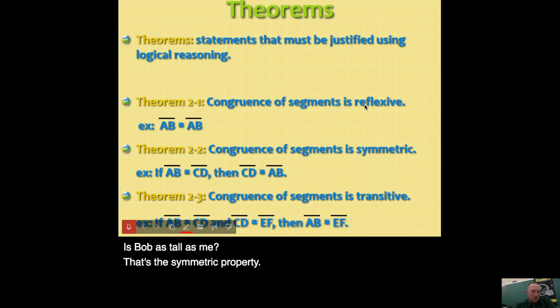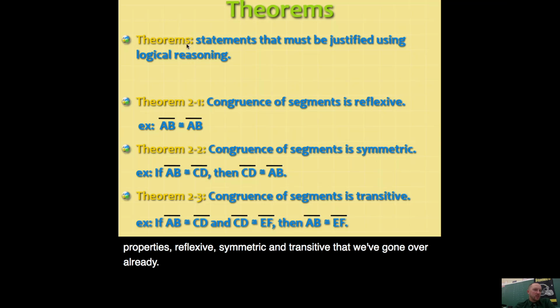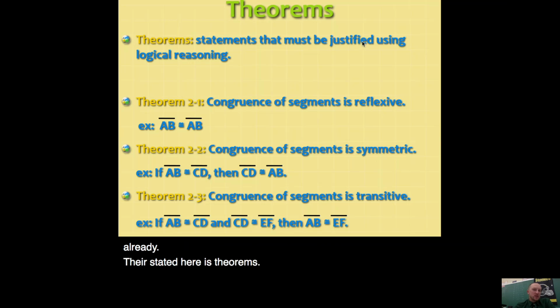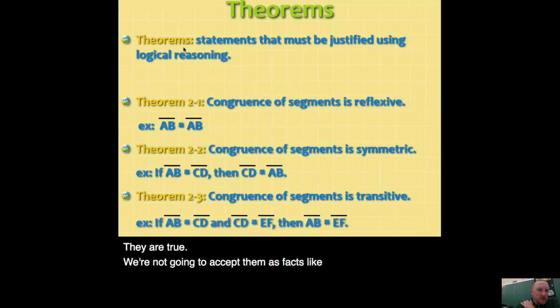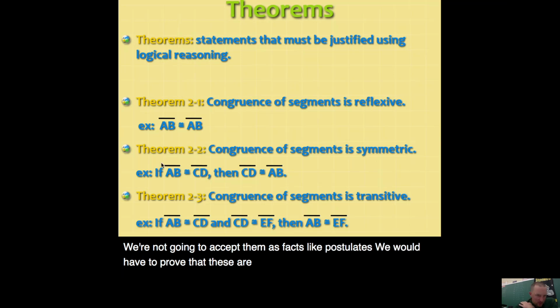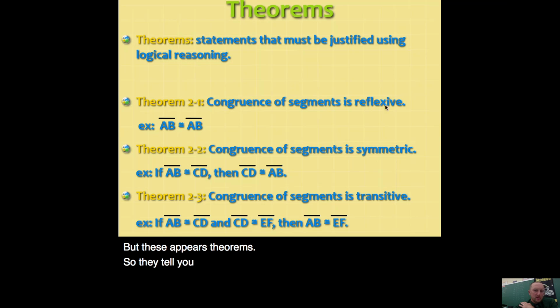So these properties, reflexive, symmetric, and transitive, that we've gone over already, they're stated here as theorems. Theorems are statements that must be justified using logical reasoning. They're true. We're not going to accept them as facts like postulates. We would have to prove that these are true. But these appear as theorems. So they tell you that congruence of segments is reflexive, meaning if you have segment AB, it's definitely congruent to segment AB.